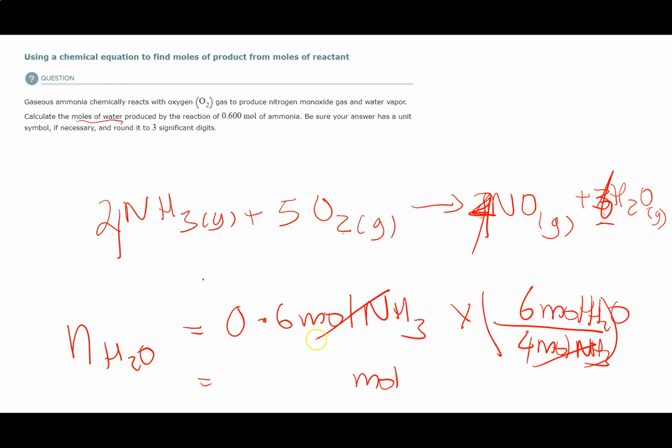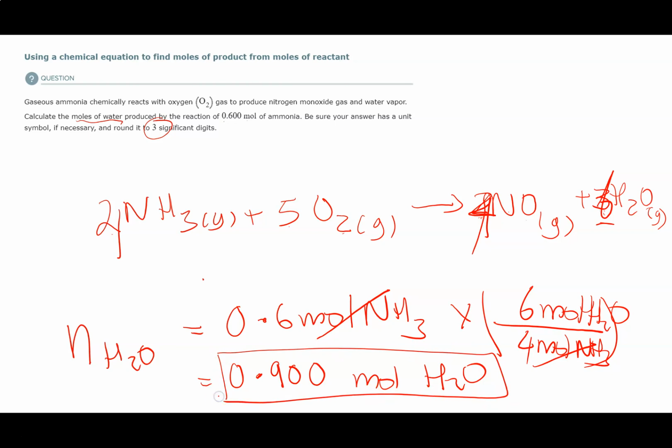So it's going to be 0.6 times 6 on 4. And it looks like we need 3 sig figs. So that ended up being 0.900 mole of water. So there's my answer there. Be sure your answer has a unit symbol. The unit symbol is mole, and if necessary, round to 3 significant figures. We rounded it to 3 significant figures. Okay, all right. So that's really it.